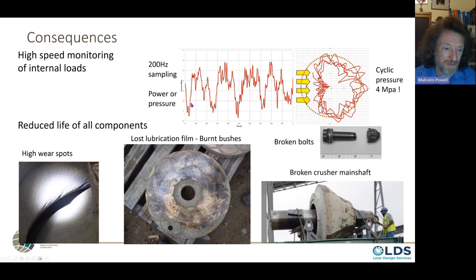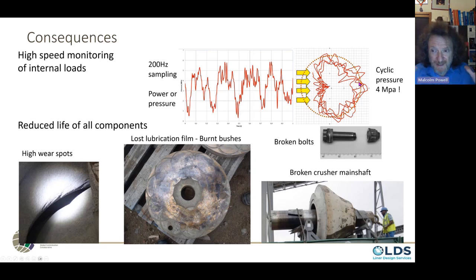What does that do? You get preferential wear spots, burnt out bushes, nuts start getting overstressed and cracking, and eventually the main shaft breaks, which should last 20 or 30 years. So there's big mechanical playback on you for that. And the mechanical people aren't happy. They open the closed side setting and say the crusher can't take the load. It's not the crusher can't take the load, it's that the load is so spiky.